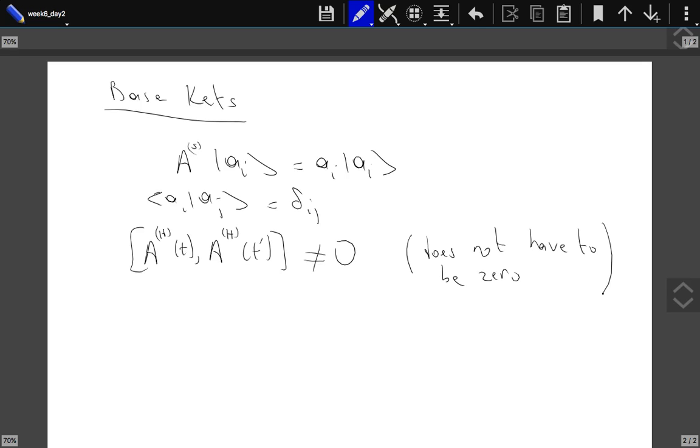Now the issue is, well, you are just free to do whatever you want. You can choose both of them. You can choose your base kets as the eigenkets of your operator at a particular time, or you can also choose your base kets as the eigenkets of the operator A at all times. So let's see, we already know that A_S acting on |a_i> is a_i |a_i>.